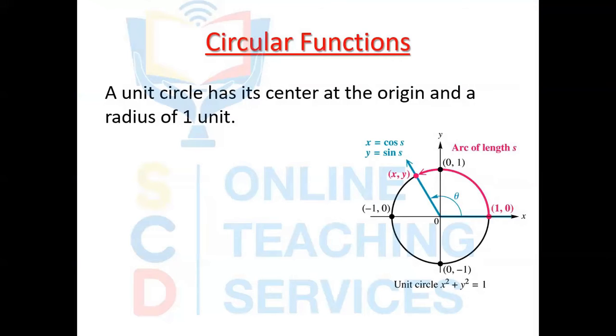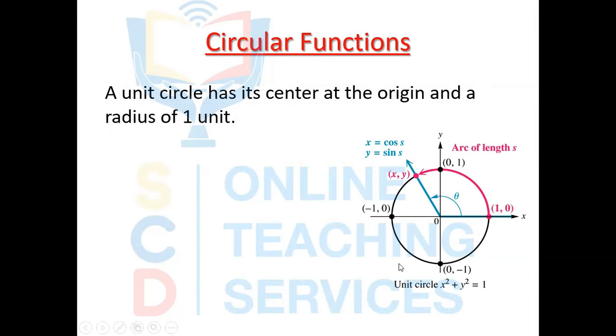So kindly read. Circular functions. A unit circle has its center at the origin and a radius of 1 unit. So the circular functions are defined on a unit circle. When we say unit circle, it is a circle with a radius of 1 unit. So when I say 1 unit, the distance from the origin to any point on the circle is equivalent to 1 unit. Okay?